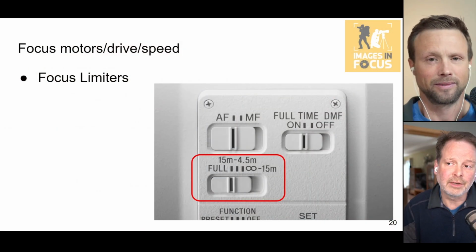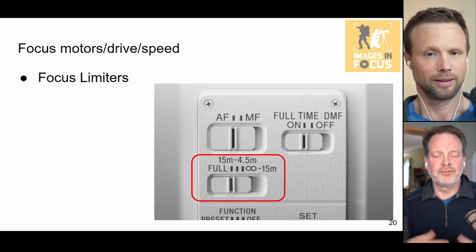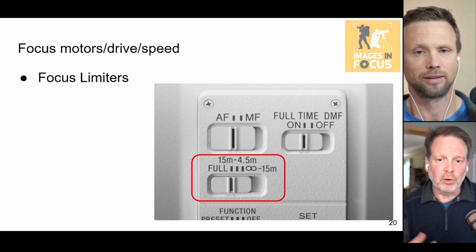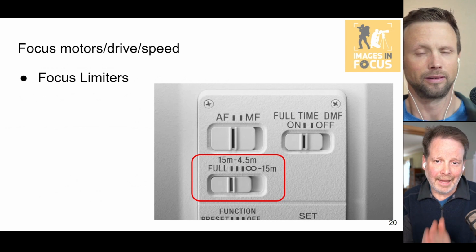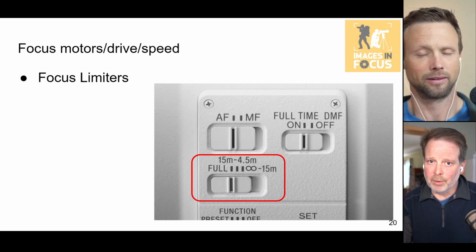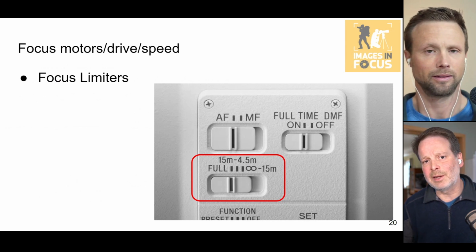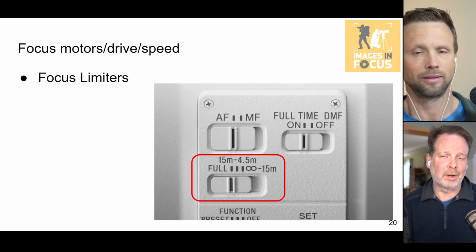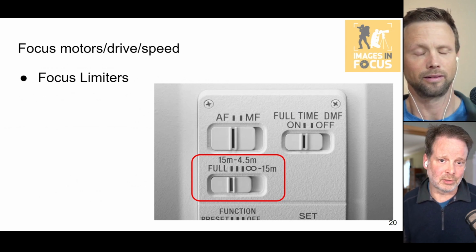Okay, so another aspect here to talk about in lenses is going to be your focus motors and your focus speed and a focus limiter. So not all lenses focus at the same speed. You think, okay, well, two different lenses connected to the same camera, the camera is the one that's driving the autofocus. Why do they focus at different speeds? Or why do they focus one less accurately than the other? Well, there are many factors that come into that.